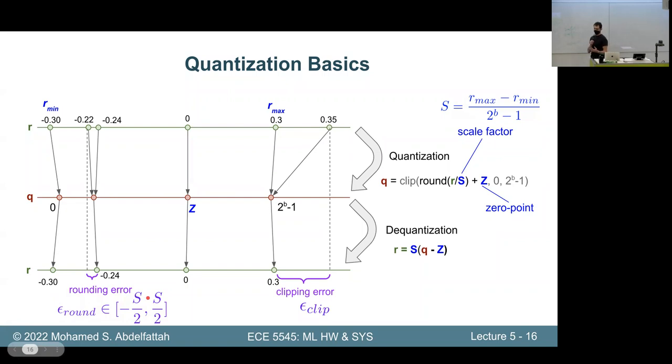I also want you to think of the scale factor as your step. So this scale factor is the size of your step. If you get any number in your real valued numbers up here and add this to it, then it would correspond to a +1 in your quantized range, if that makes sense. So this is your step in the real valued domain that corresponds to one step in the quantized domain. And so the rounding error is usually from minus half of that step to half of that scale factor.